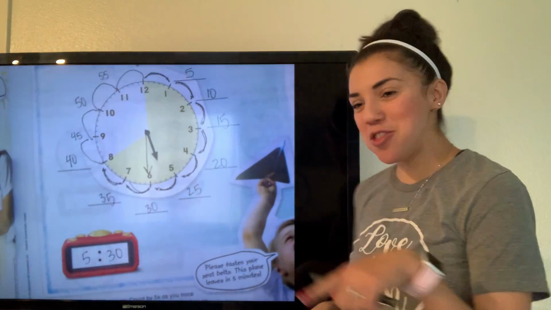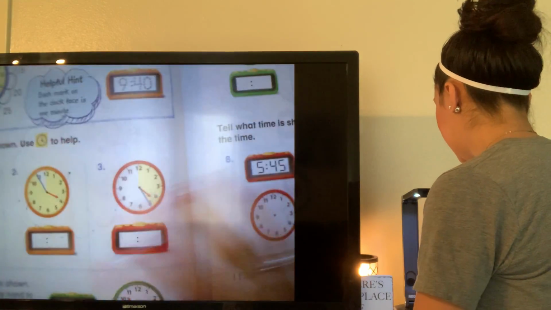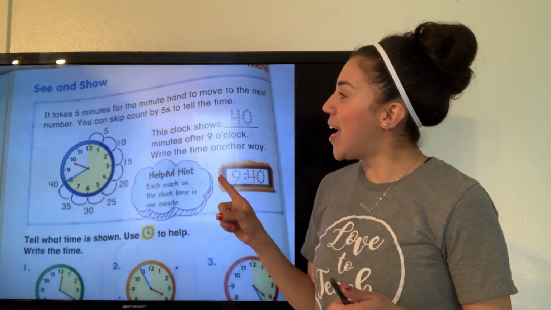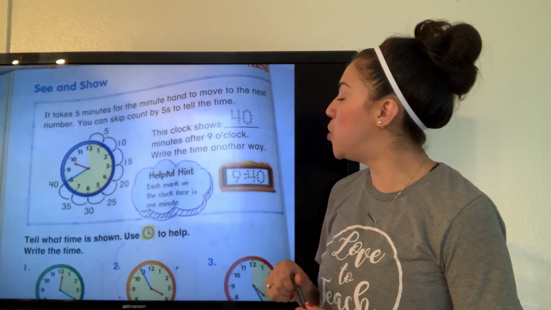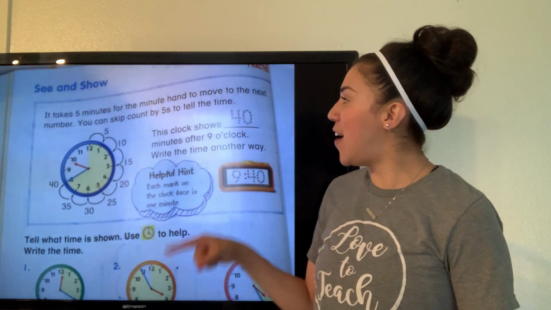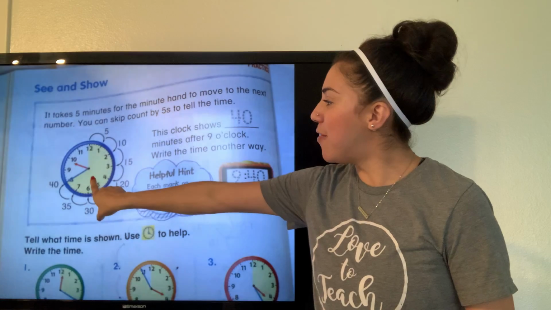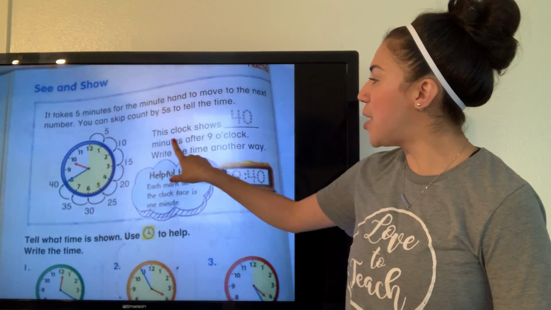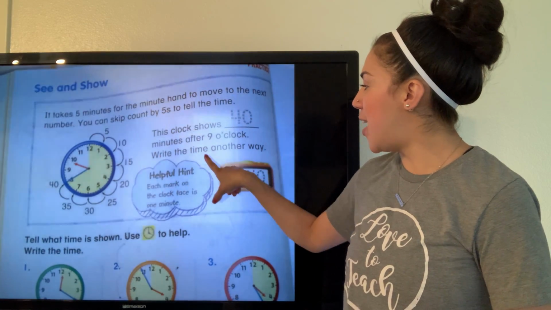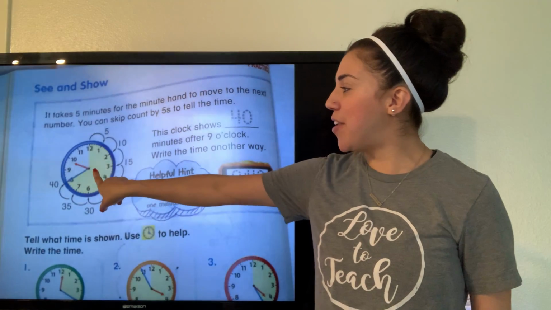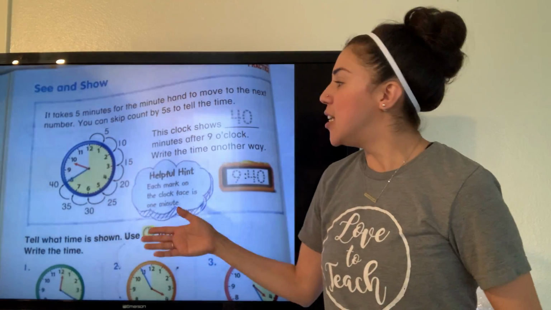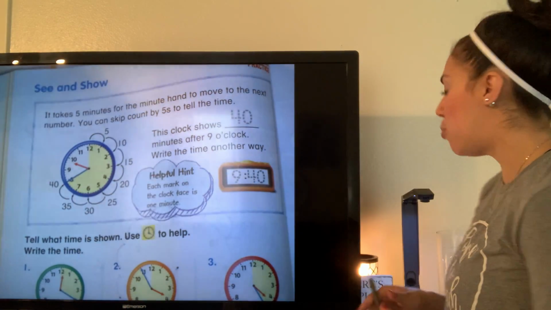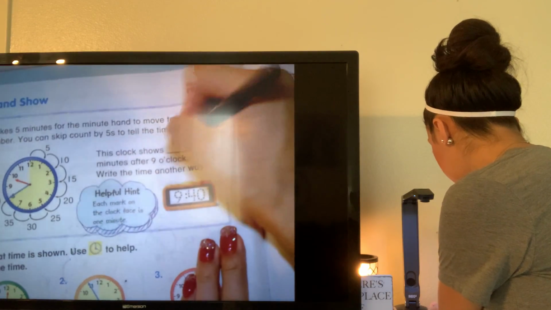Okay, and go ahead and turn the page. It takes 5 minutes for the minute hand to move to the next number. You can skip count by 5s to tell the time. Here we have this clock, and this clock shows 40 minutes after 9 o'clock. Write the time another way. The hour hand is right in between the 9 and the 10, so it still belongs to the 9, and the minute hand is on the 40. So it is 9:40. Let's trace these numbers real quick.